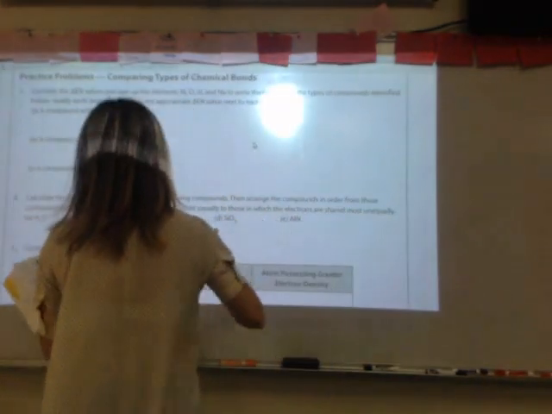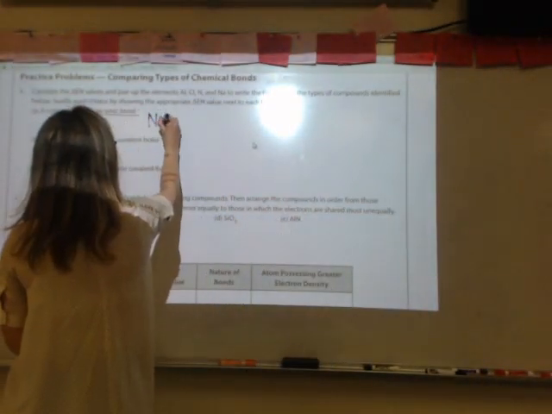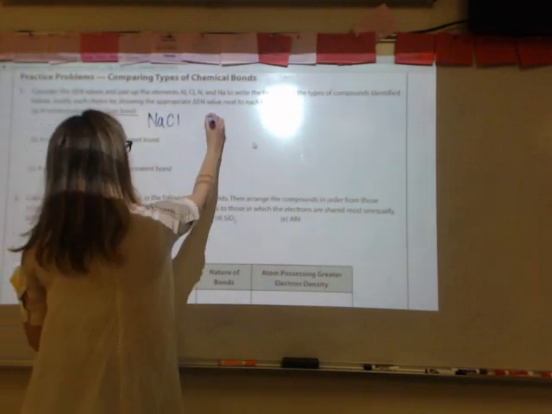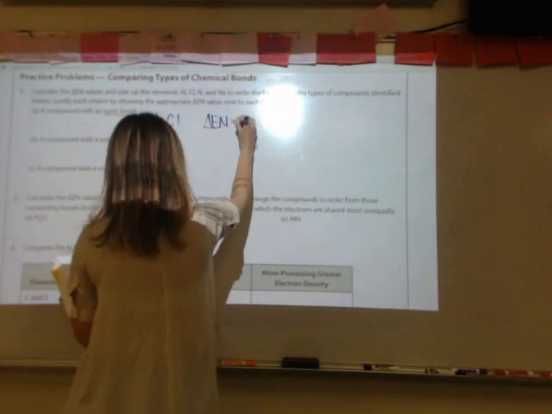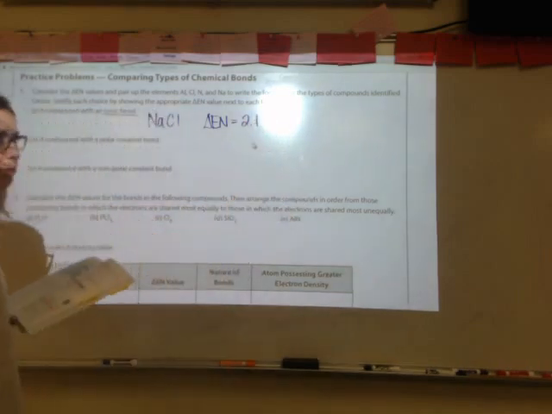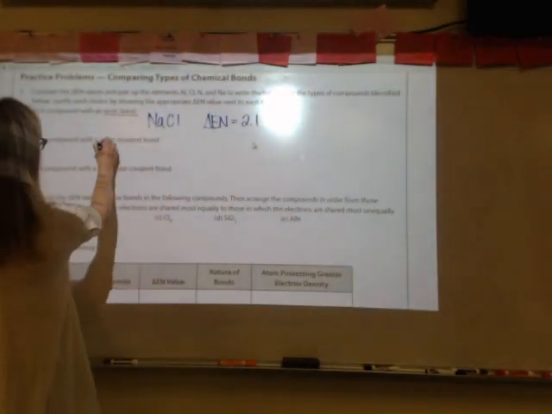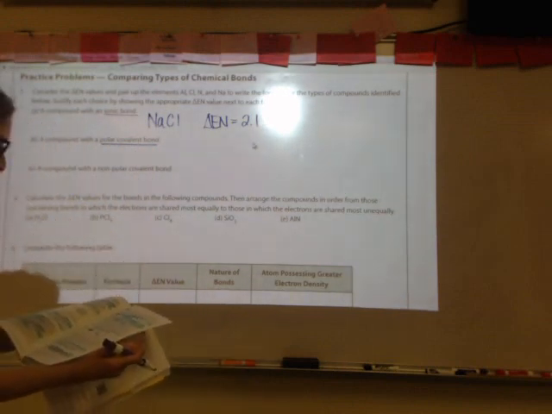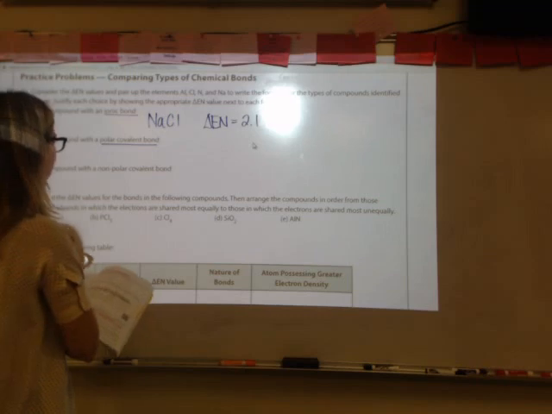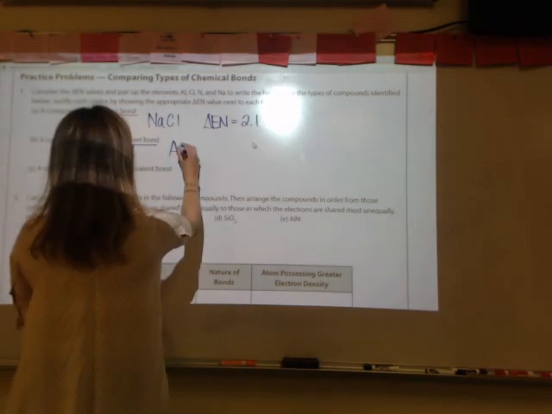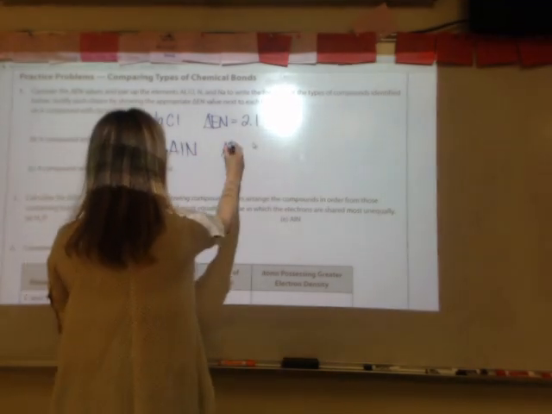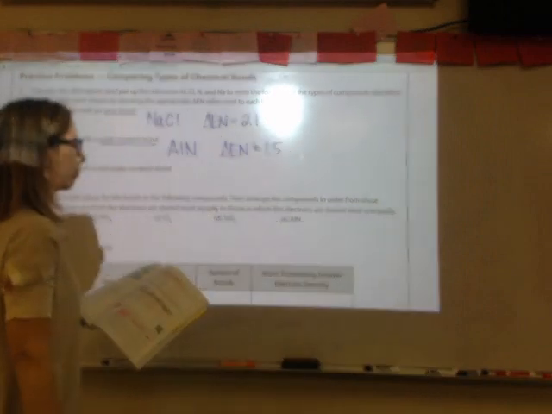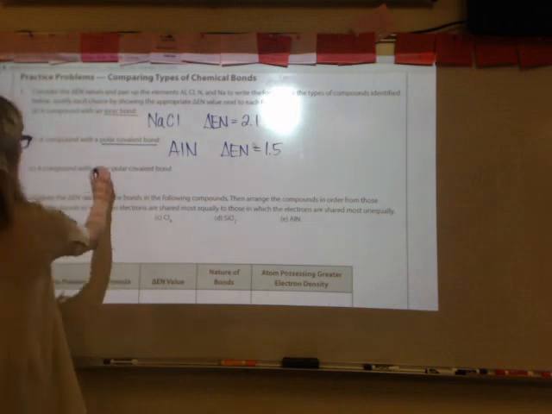So what I'm going to do is bring together sodium, because it's in group 1, and chlorine, which is in group 17. That gives me NaCl. Its difference in electronegativity would be 2.1, which satisfies the need. Here I want a polar covalent bond. If you turn back to the previous page, polar covalent falls between 0.4 and 1.7. If I take aluminum and nitrogen and pull them together and I subtract their electronegativity values, I get 1.5. Falls within the range that I need.